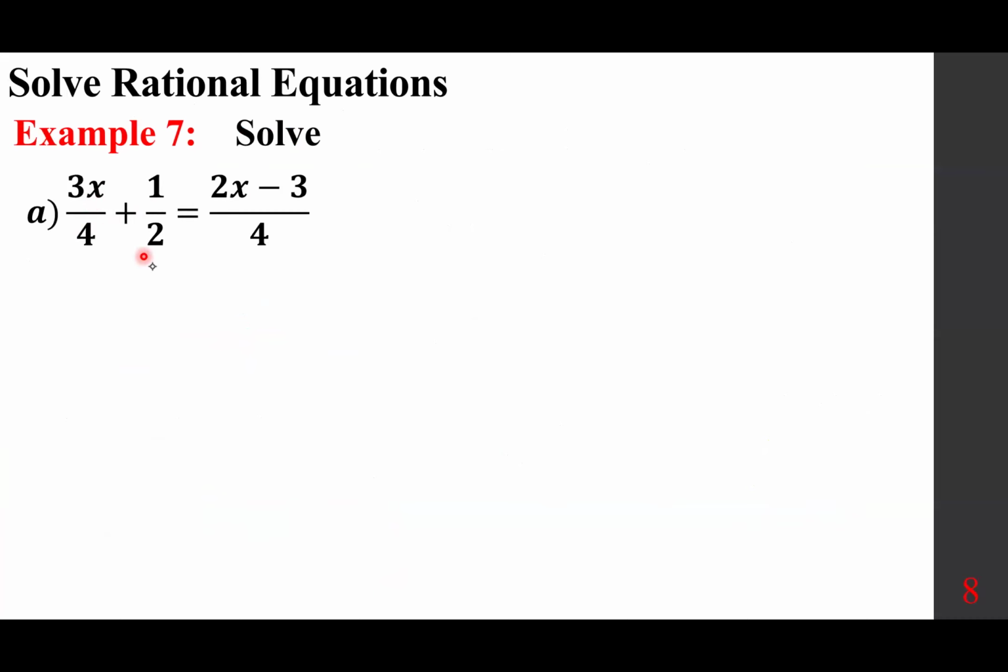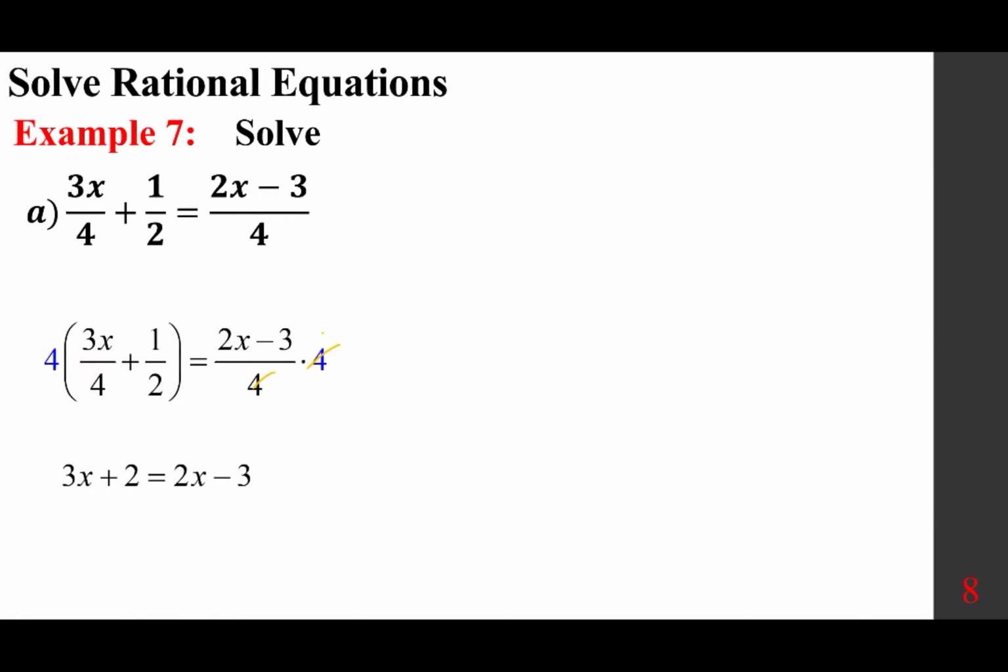We want to solve this equation. As you can see, it's a rational equation. You look at the denominators, which are 4, 2, and 4, and therefore 4 is the LCD. You multiply both sides by 4. When you multiply this one by 4, this goes away and becomes 3x. When you multiply 4 by 1/2, you get 2. When you multiply this by 4, this goes away. So the right side is very clear.